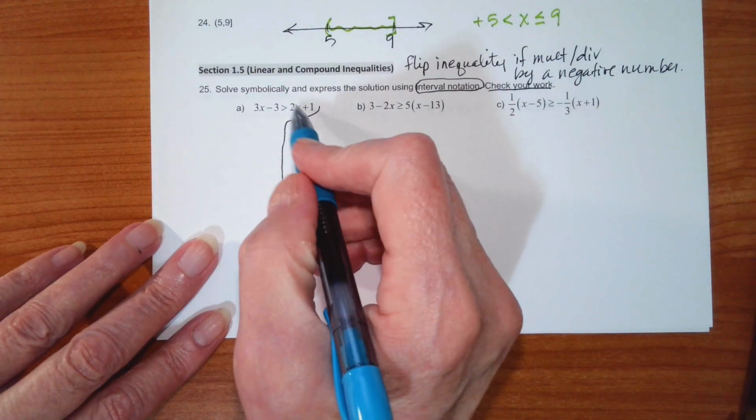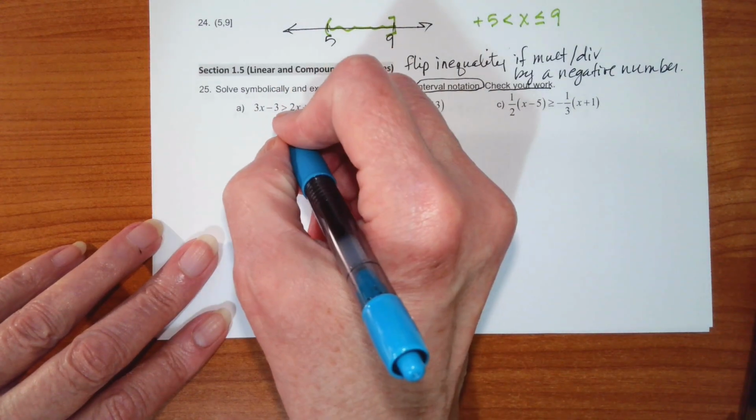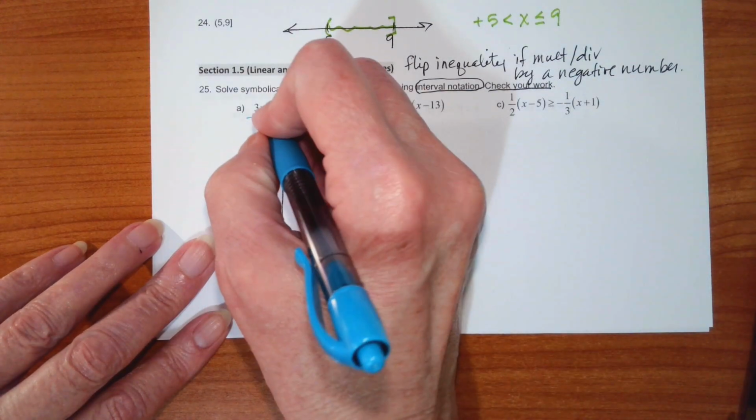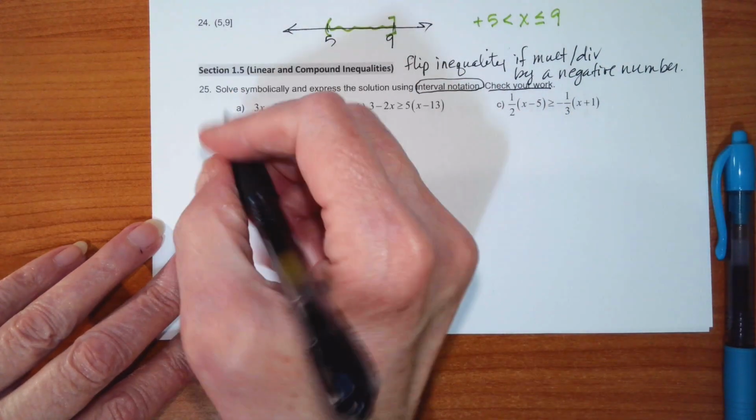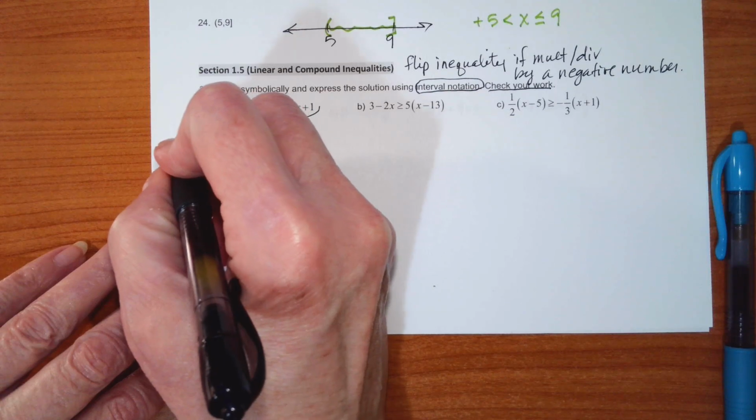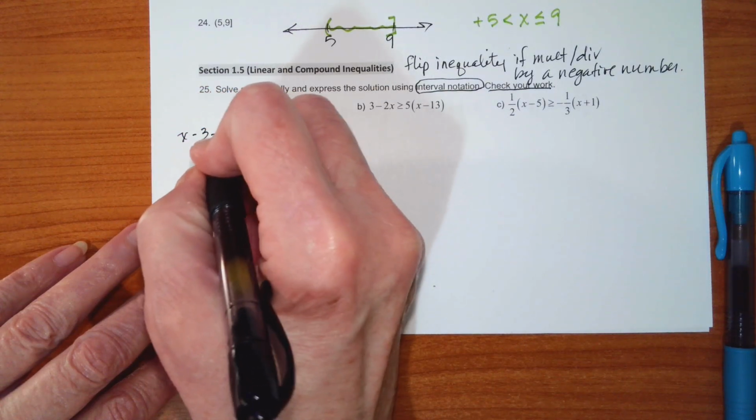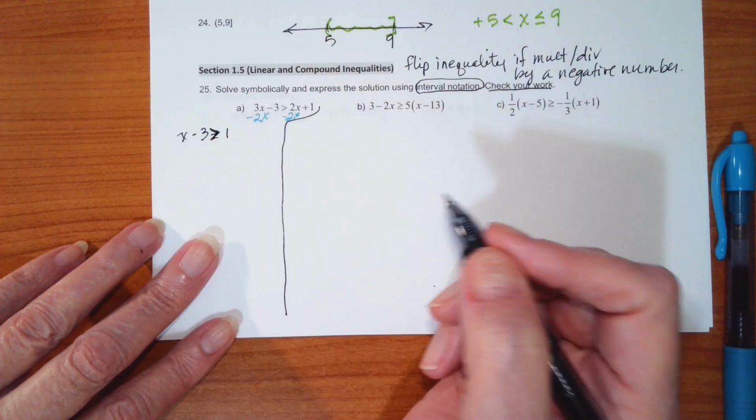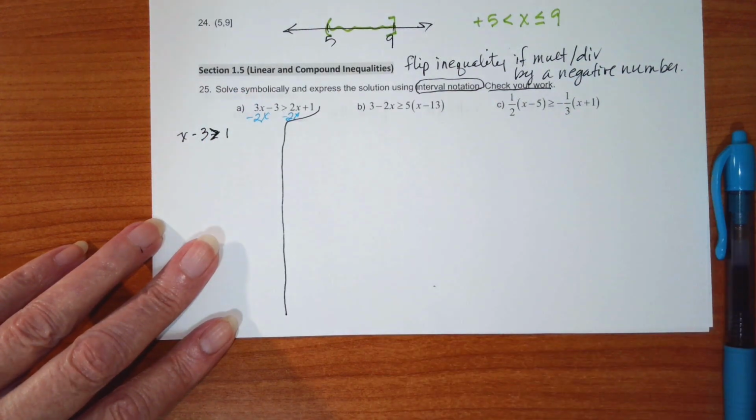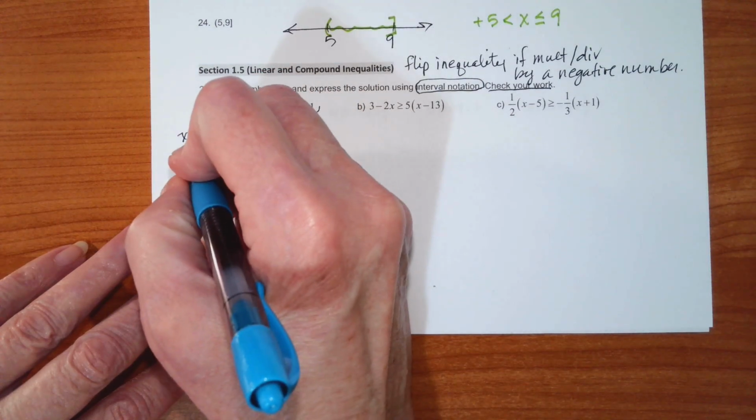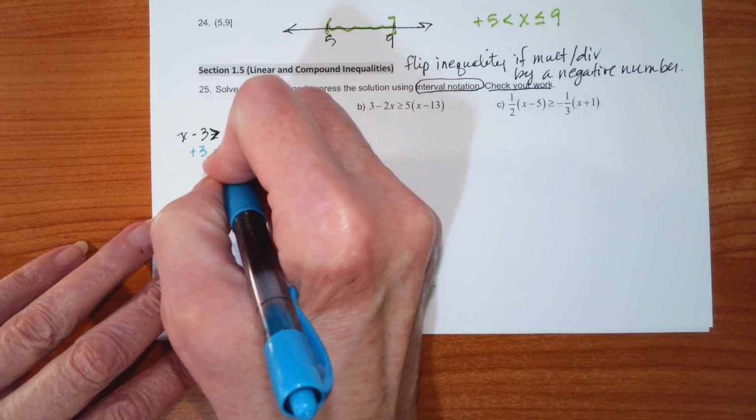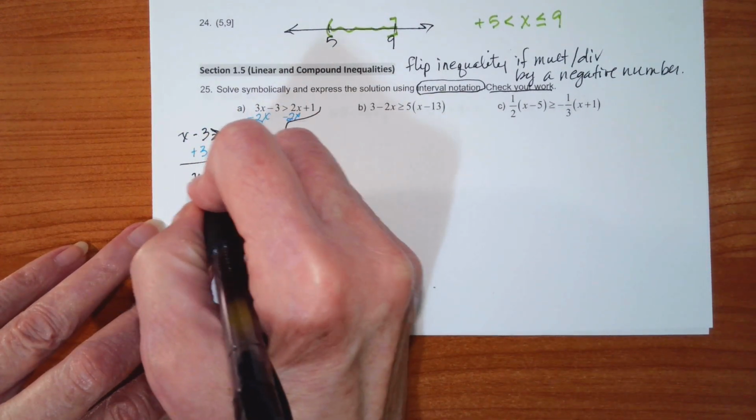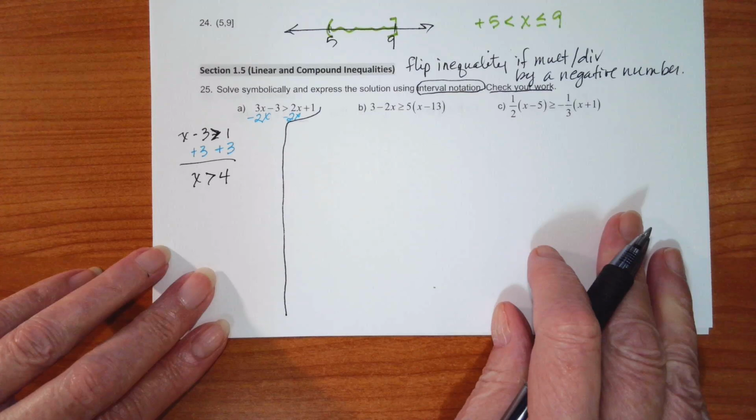Okay, so I like to have my variables on the left, so I'm going to subtract 2x from both sides. When I do that, that gives me x minus 3 is greater than 1. From here to get the x by itself, I add 3 to both sides, and that gives me that x is greater than 4.